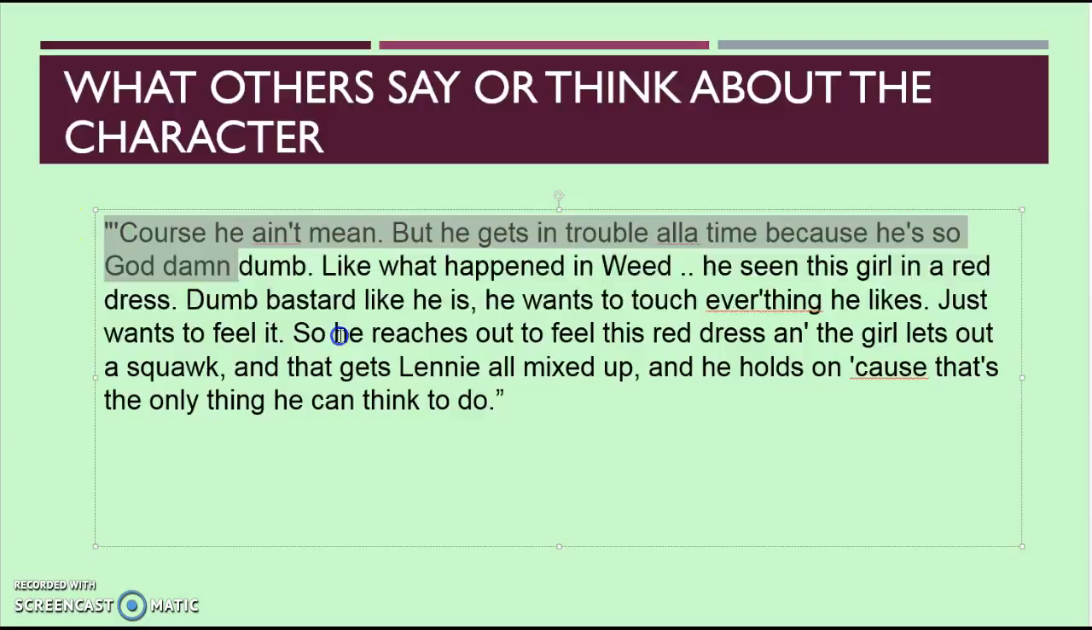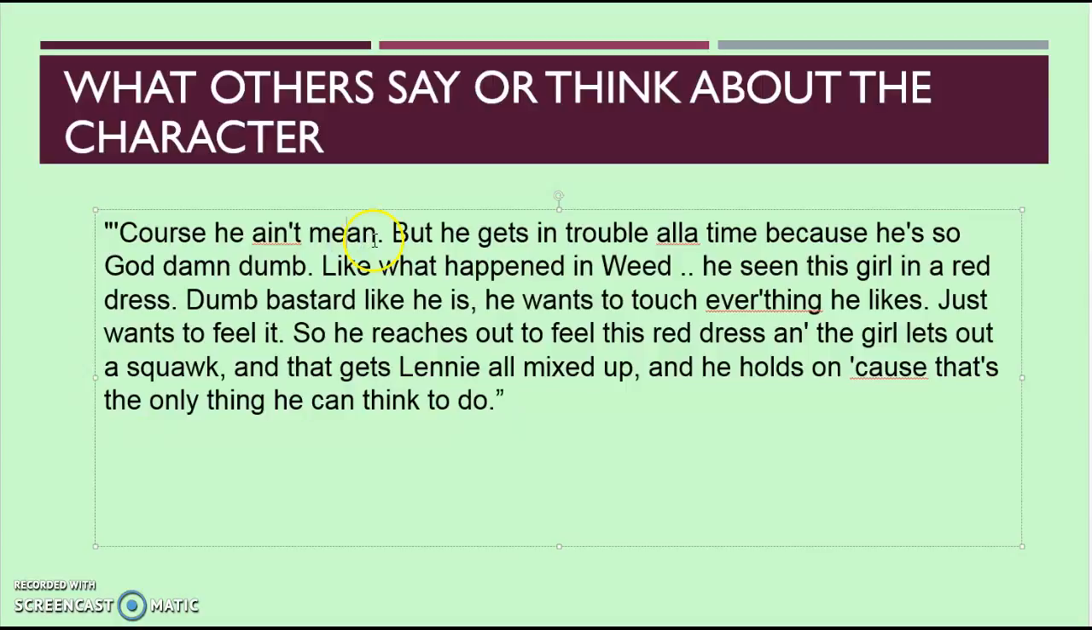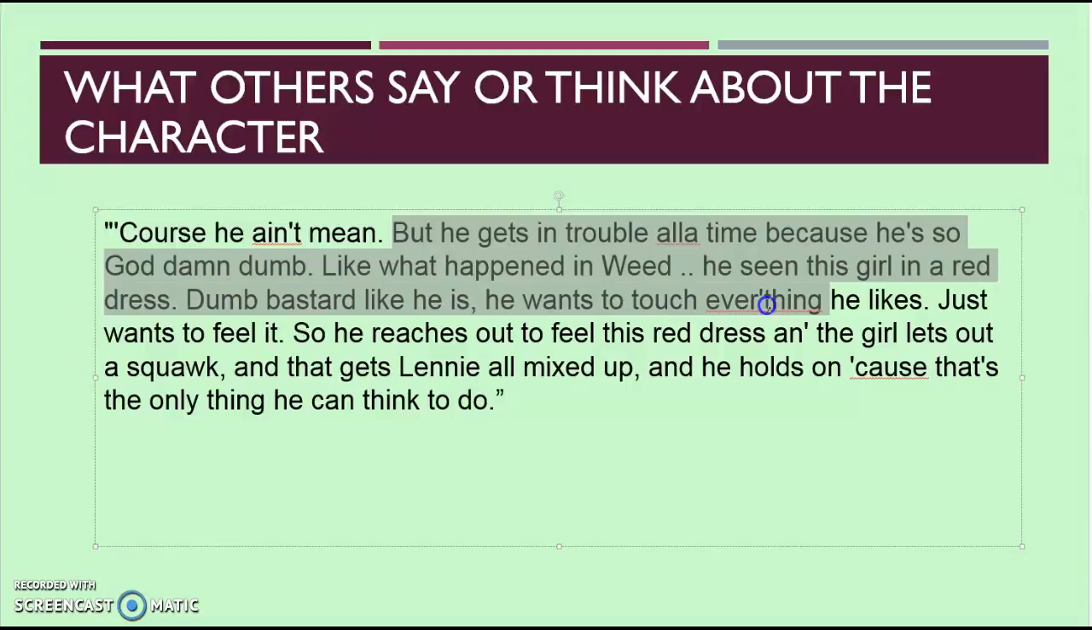This is the part where George is telling Slim about why him and Lenny got kicked out of the ranch in Weed. "Of course he ain't mean," George says about Lenny, "but he gets in trouble all the time because he's so goddamn dumb. Like what happened in Weed. He's seen this girl in a red dress. Dumb bastard like he is, he wants to touch everything he likes. Just wants to feel it."